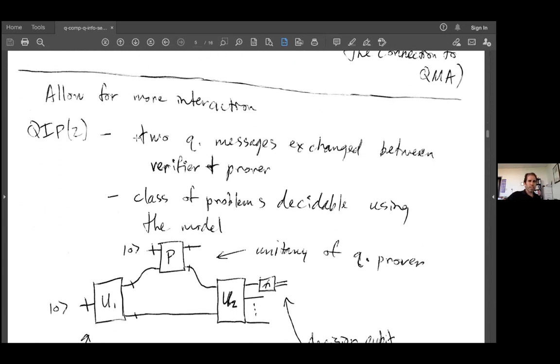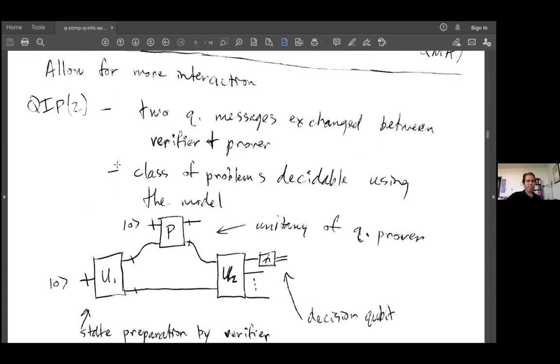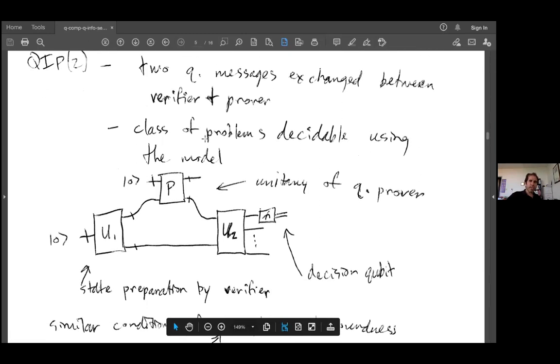Okay, the next complexity class I want to mention is QIP2, where there are two messages exchanged between the verifier and the prover. And it's a generalization of QMA. And the circuit diagram looks like this. So it's the class of problems that are decidable using this model.